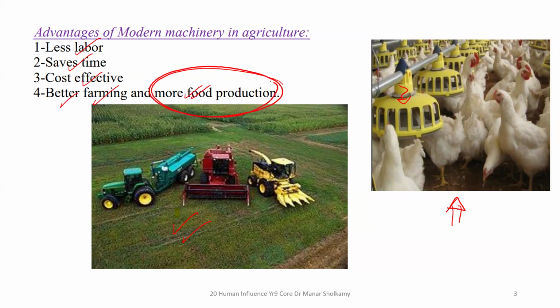We do a lot of things so that we produce more food. But sometimes we, of course, cause disadvantages. Everything has advantages and disadvantages, and you need to know both sides of the equation.